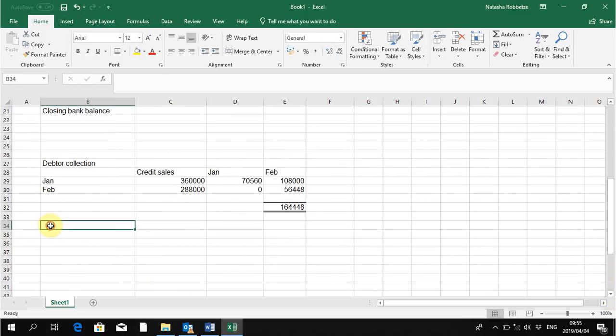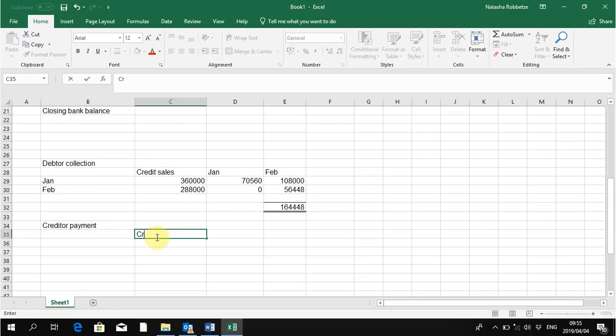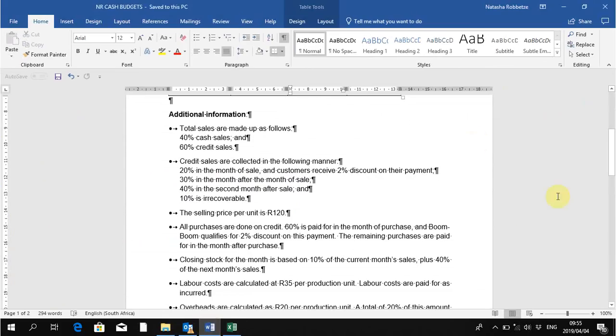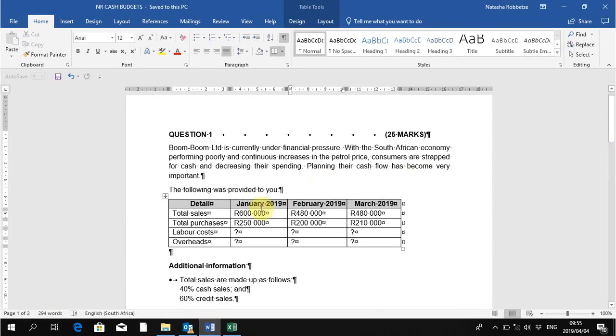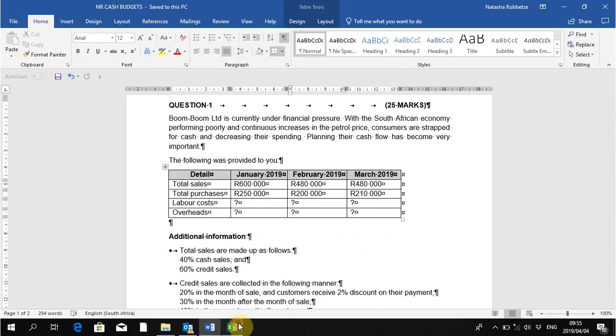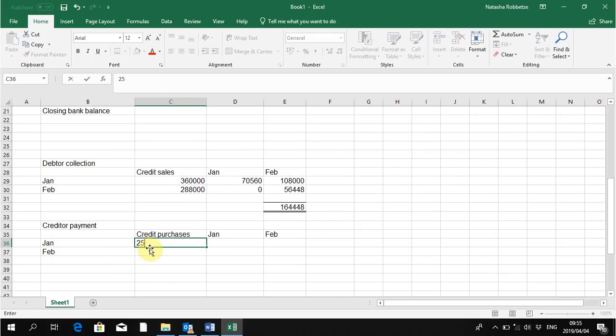So again, I'll have a support calculation, and I call it creditor payment. Now I will have credit purchases, and again, January and February downward in the description column. Then the credit purchases are all the purchases. So if I go back to my block, they say it's 250 and 200 for January and February. So I'm filling it out.